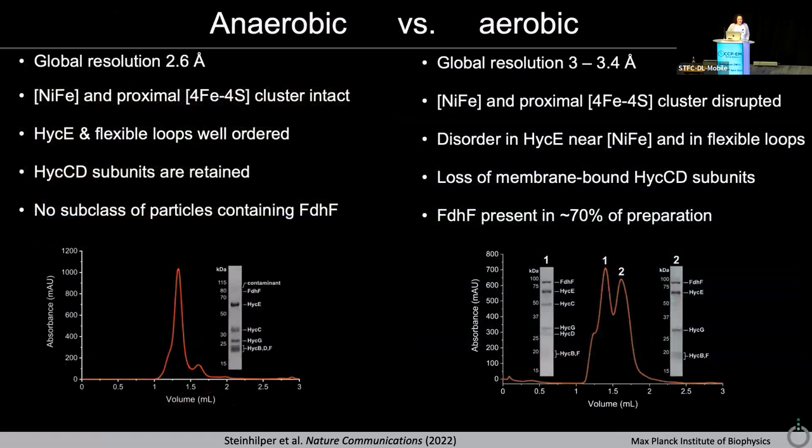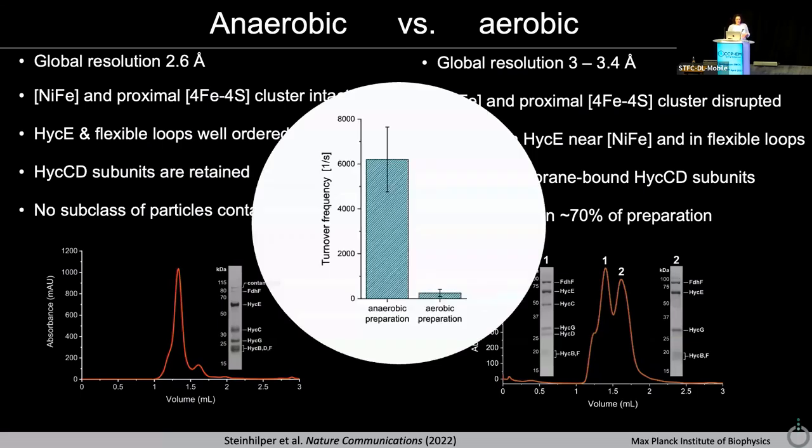Just to summarize the differences between these preps, not only did we maintain the cofactor in the anaerobically isolated state, but we also had much better order in the flexible loops that connect the soluble and the membrane domains, and we retained the membrane-bound subunits. And then the final test, of course, is the activity. The hydrogenase activity of this anaerobically purified complex is substantially higher than the aerobically purified. And so that gives us a lot of confidence that that's basically the way that we should be looking at this complex.